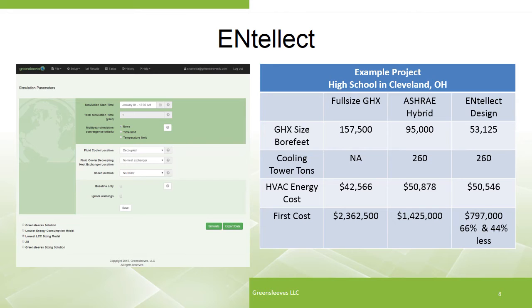The ENtellect design, however, reduces the bore field even more, uses the same size tower, provides comparable energy cost to the ASHRAE hybrid, yet reduces the first cost to just under $800,000, 2/3 less than the full size and 44% less than the ASHRAE hybrid. Now, if you really wanted to get that additional $8,000 in energy cost savings, note that you'd have to spend the $2.4 million. So if you look at the incremental cost difference from the ENtellect solution to the full-size bore field, that's a 196-year simple payback period.